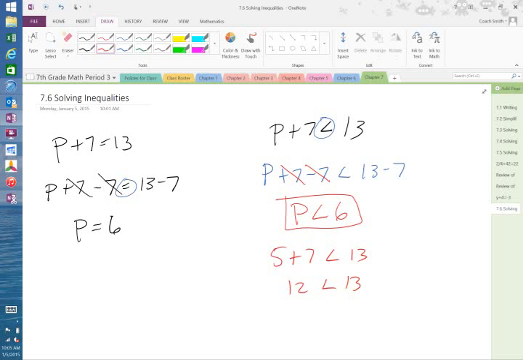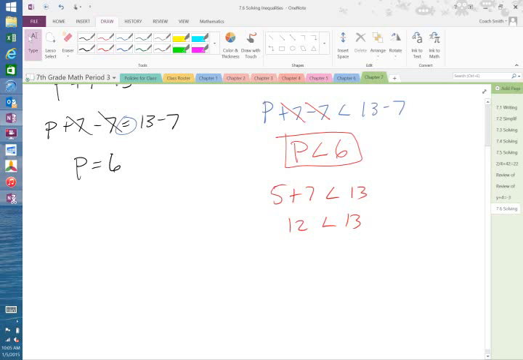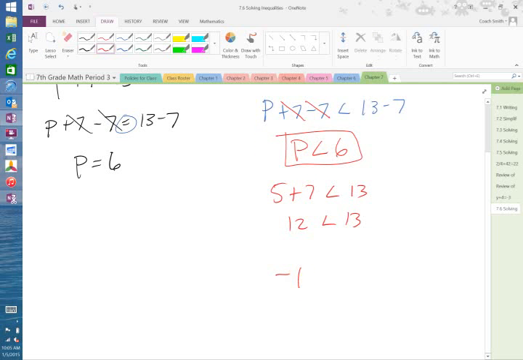For example, if I plugged in 5, 5 plus 7 less than 13, 12 is less than 13. Is that a true statement? Is 12 less than 13? Yes, it is. Well, I could actually plug in negative 10. Negative 10 plus 7 is less than 13. Negative 10 plus 7 is negative 3 less than 13. Is negative 3 less than 13? Sure it is. So that's the reason we can't just put the number 6, because in all actuality, 6 is not an answer to this.